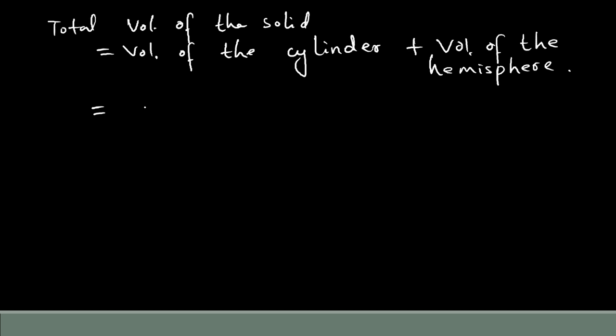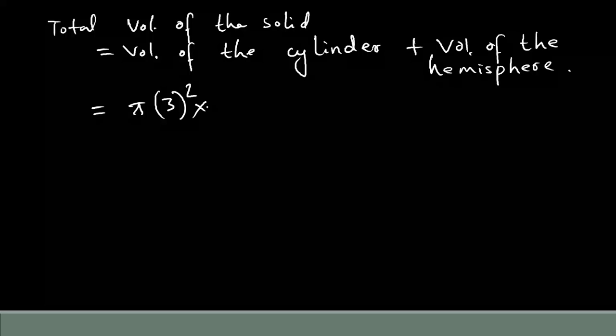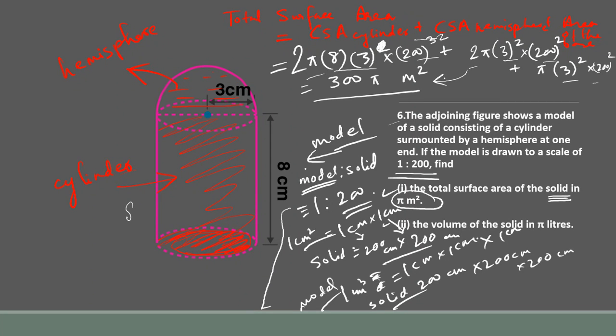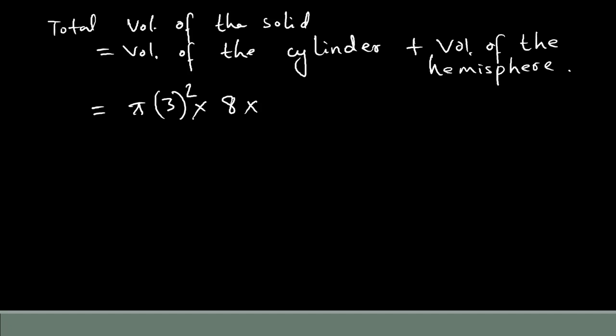So the volume of the cylinder is pi r square times h, right? What is r? r is 3. Pi r square times h, and h is 8 centimeters. And it's said the scale is 1 is to 200, right? So it's in centimeter cube, so we have to do 200 cube. This will be the volume of the cylinder.